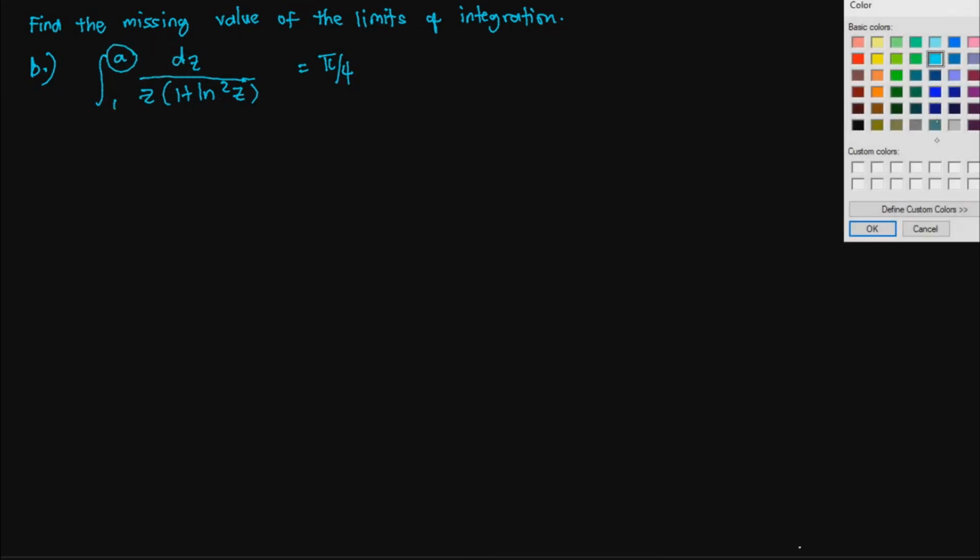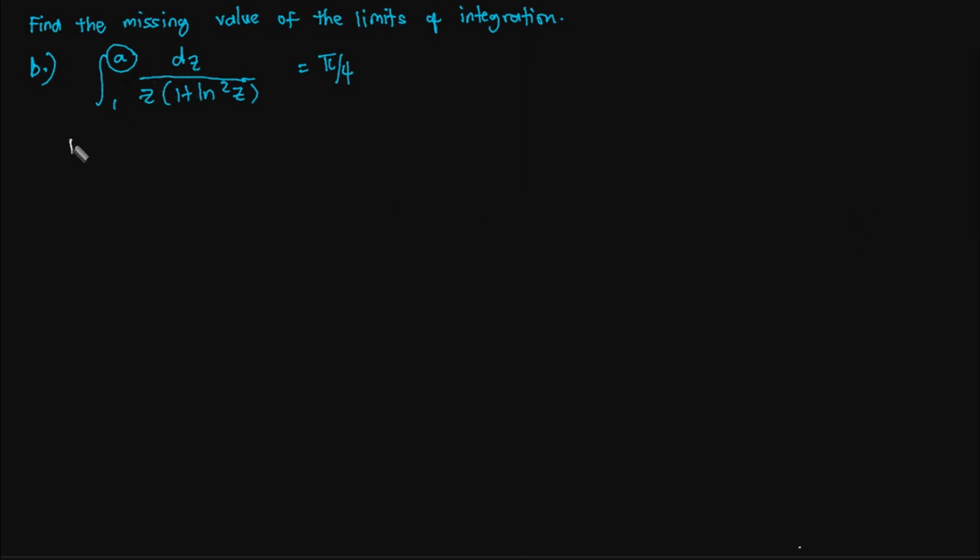Okay, so we start by analyzing the integrand, and as you can see, if I let u equal to the natural logarithm of z, then I can take the derivative that is equal to 1 over z dz, and this is the exact derivative of that u. Now from this expression, we can rewrite it in terms of u, so that is 1 to a, and then we have du, so that is dz over z, and then this ln z becomes 1 plus u squared.